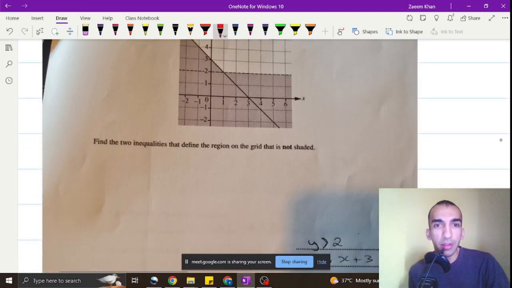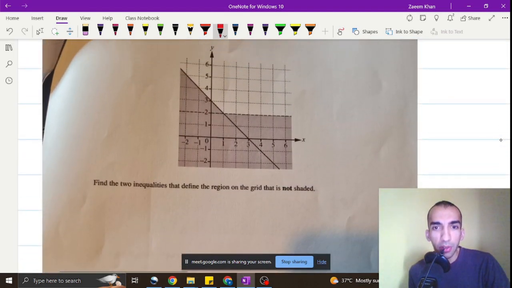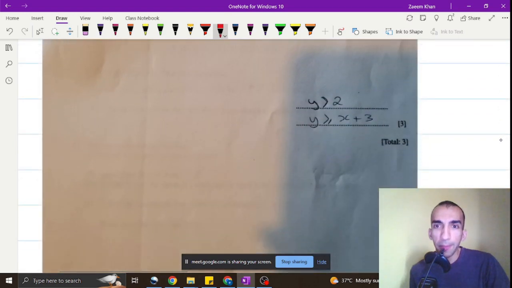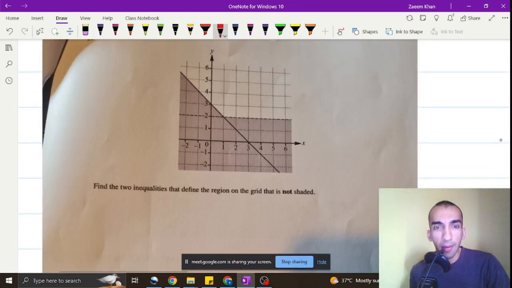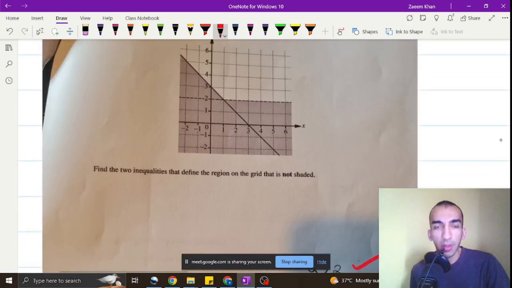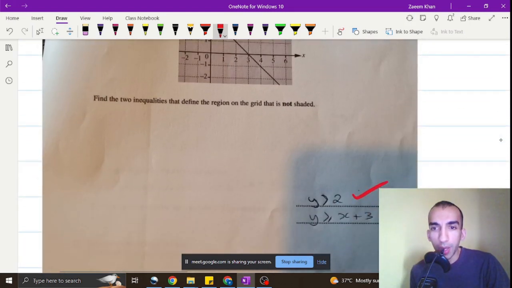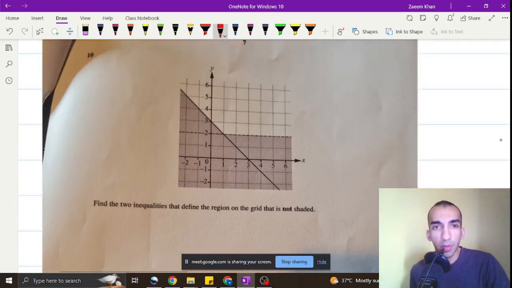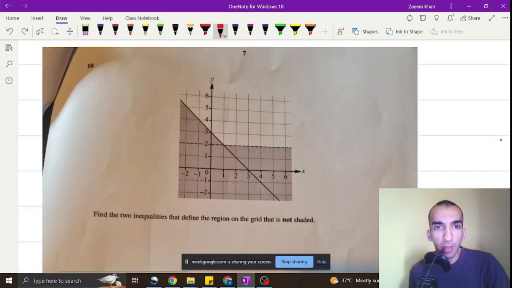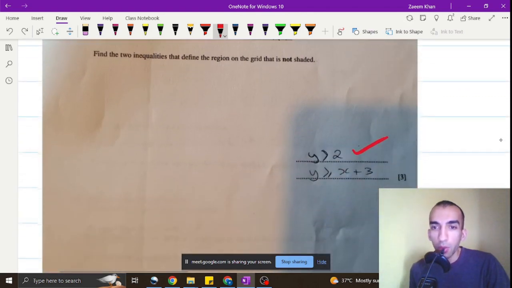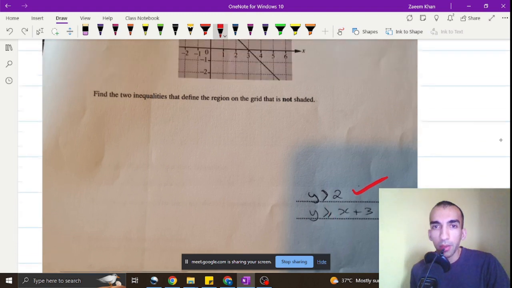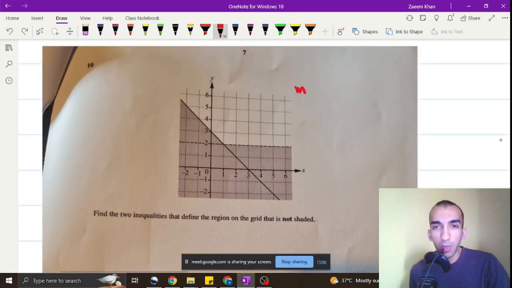Find the two inequalities that define the region that is not shaded. Okay, you say y is greater than 2. I wasn't too sure about that one either. Perfect. And you're saying y equals... Look, your y-intercept is perfect, spot on. You're correctly pointing it out. It's cutting at y equals 3, 4, 2, whatever. The problem lies over here, in the value of m. Can you help me find the value of m?